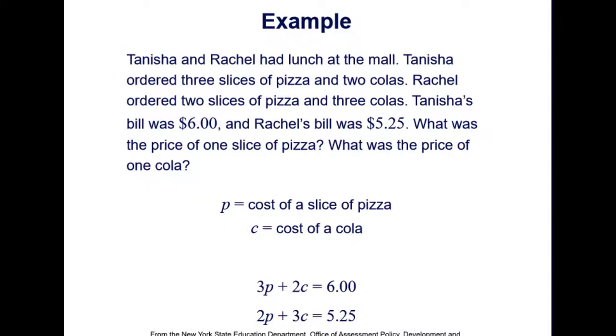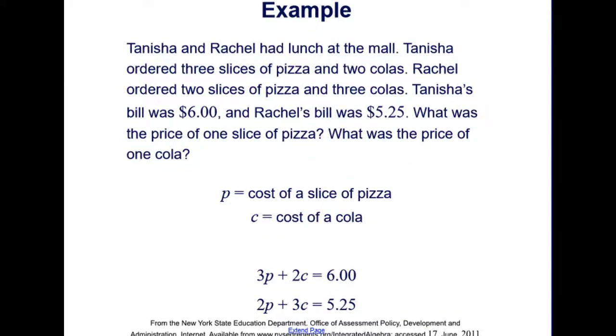So now another example. We have Tanisha and Rachel had lunch at the mall. Tanisha ordered 3 slices of pizza and 2 colas. Rachel ordered 2 slices of pizza and 3 colas. Tanisha's bill was $6 and Rachel's bill was $5.25. What was the price of 1 slice of pizza and what was the price of 1 cola?